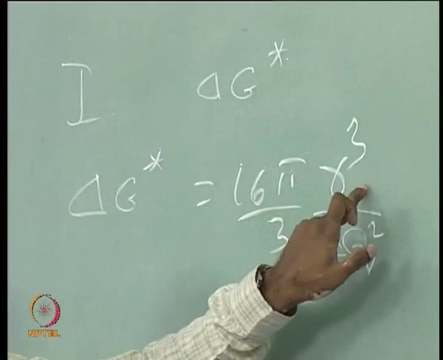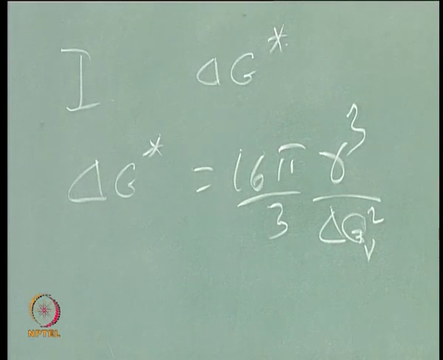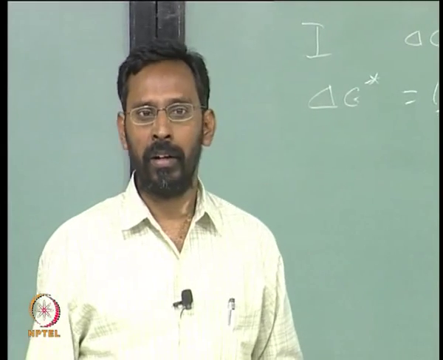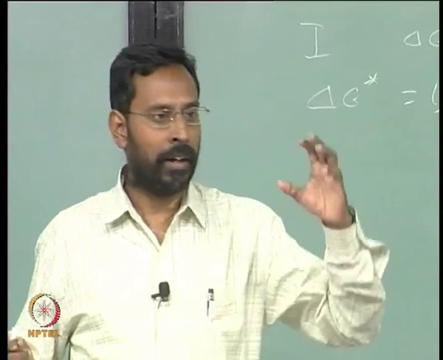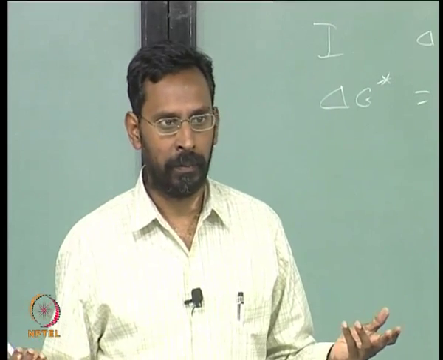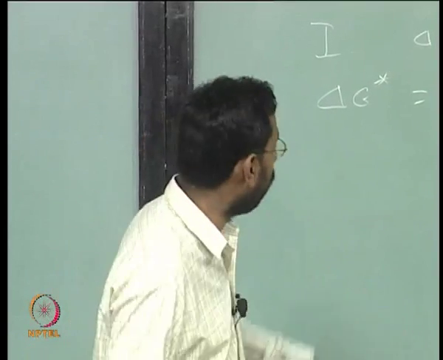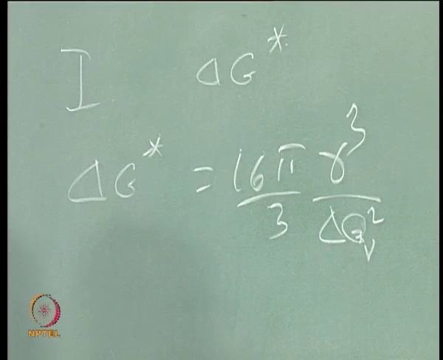Of course, gamma is also very important, but gamma is not in my hands. Gamma is an interfacial energy between solid and liquid, and once I define a particular metal that I am solidifying, its gamma is fixed. So, that is not in my hand, but this delta GV I can change.